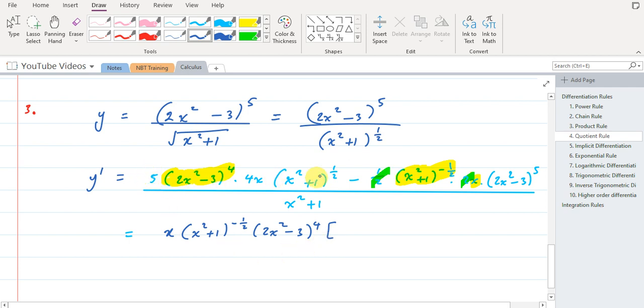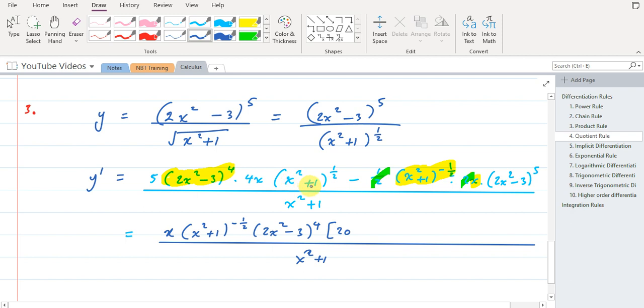So let's take the first term over here. Remember, I still need to put it all over x squared plus 1. So let me just put it all over x squared plus 1. Right. Now let's see here. We're taking all of this term and dividing by all of this term here. So 2x squared minus 3 to the power 4 disappears. The x and the x cancel out. We're left with 5 times 4, which is 20.